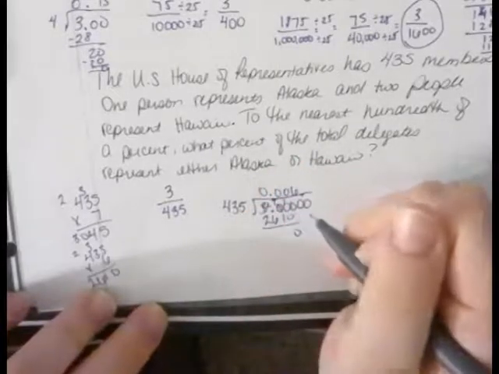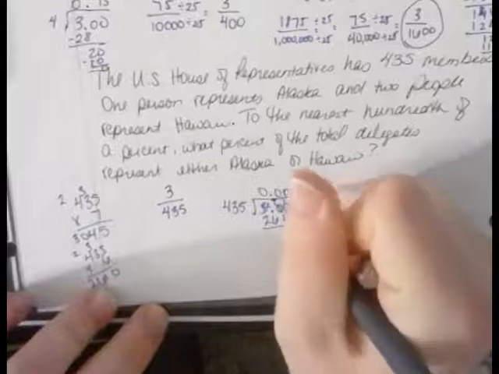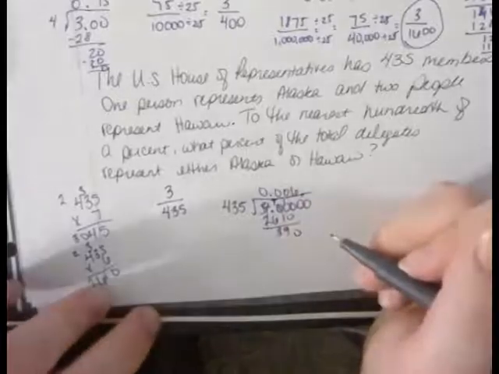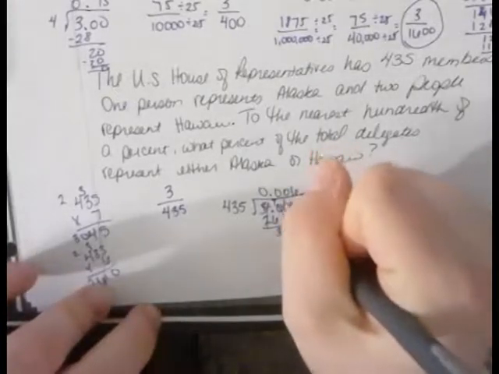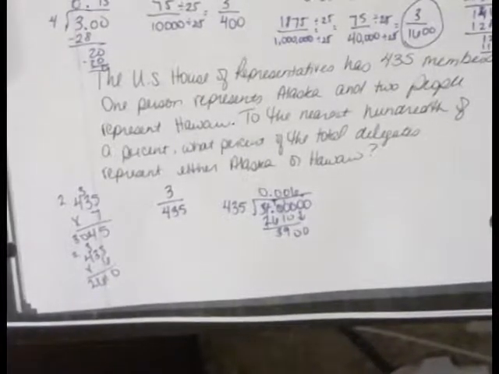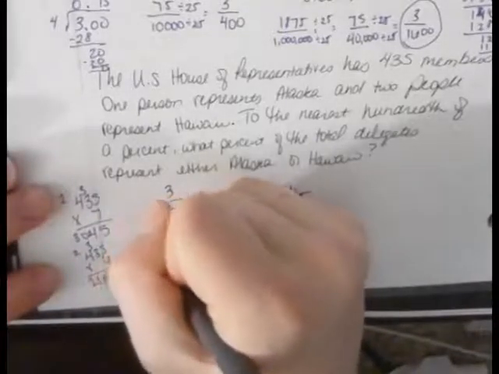0 minus 0, 0, 10 minus 1 is 9, 9 minus 6 is 3, 2 minus 2 is nothing. So that leaves us 390. Bring down our next 0, 3,900. Well, we know it's got to be bigger than 7. If we add 435 to that, we would have about 3,400, so we know 8 definitely works. But we want to see, well, maybe 9 could work. I'm going to times that by 9. Actually, let's start with 8.